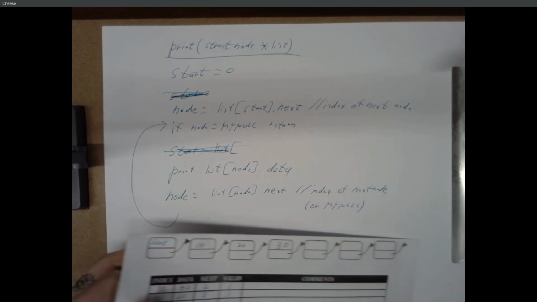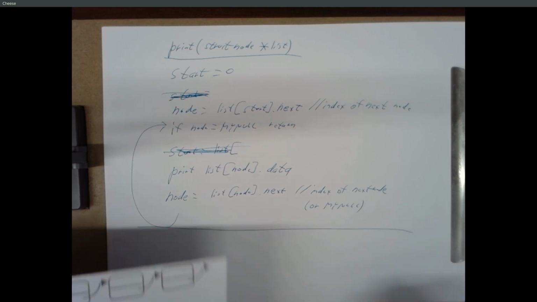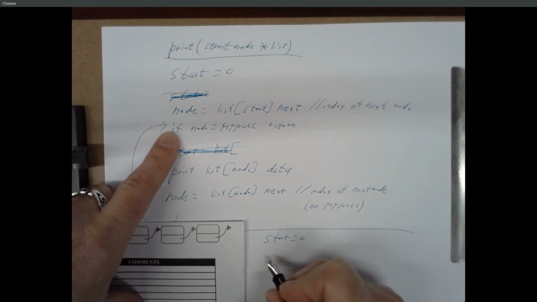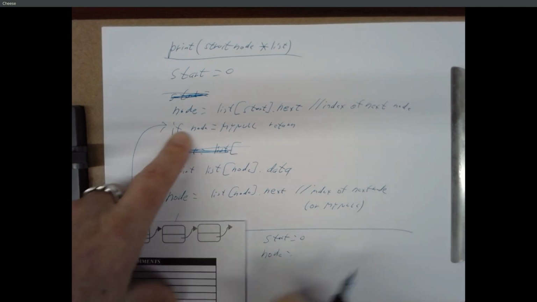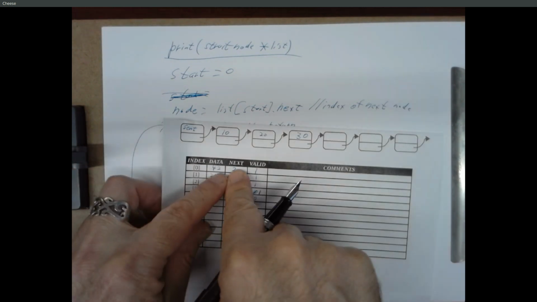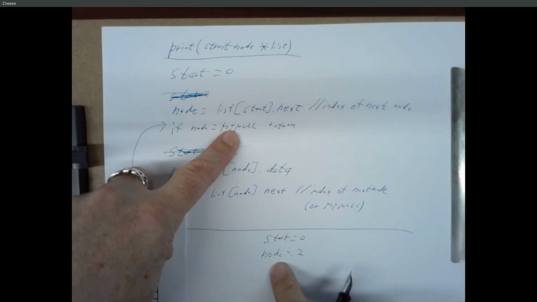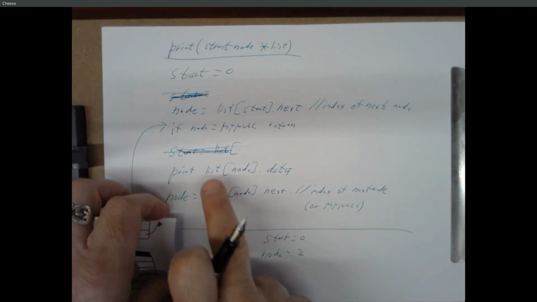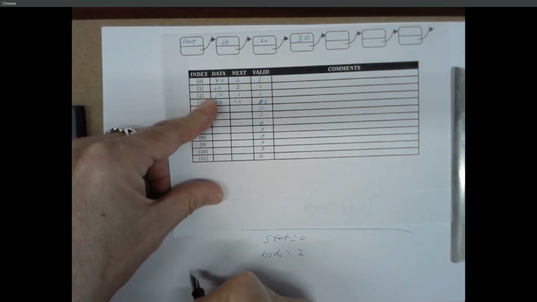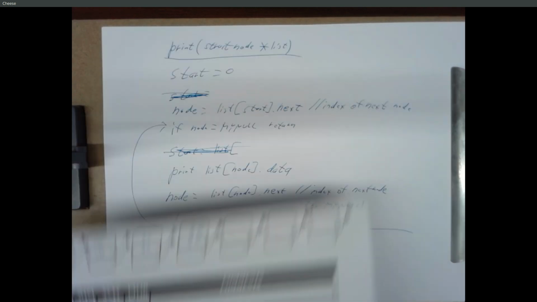So let's see if this works. So this is where we play computer, right? So start is equal to 0. Node equals list bracket 0 dot next. Well, list bracket 0 dot next is equal to 2, so node is equal to 2. If node is equal to my null, return. It's not. So we're going to print list bracket 2 dot data. Okay, list bracket 2 dot data is a 10. So here's what we're printing. We're printing a 10.